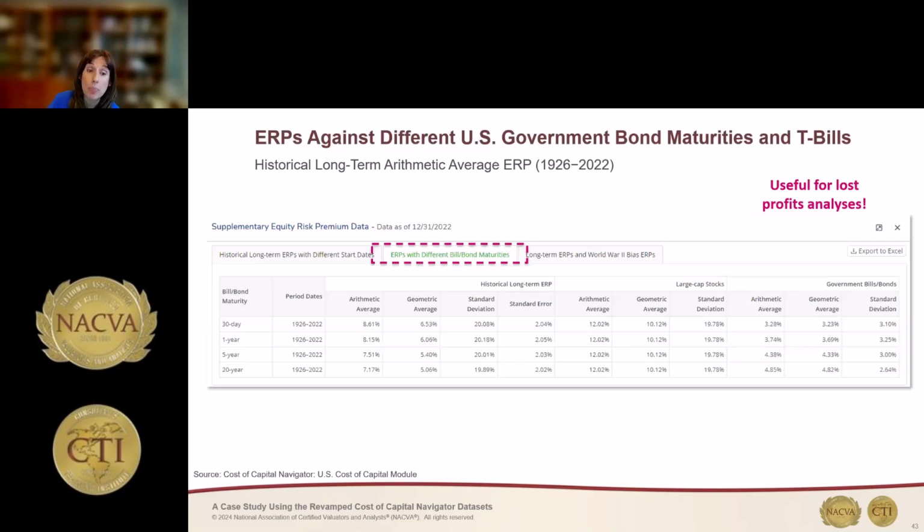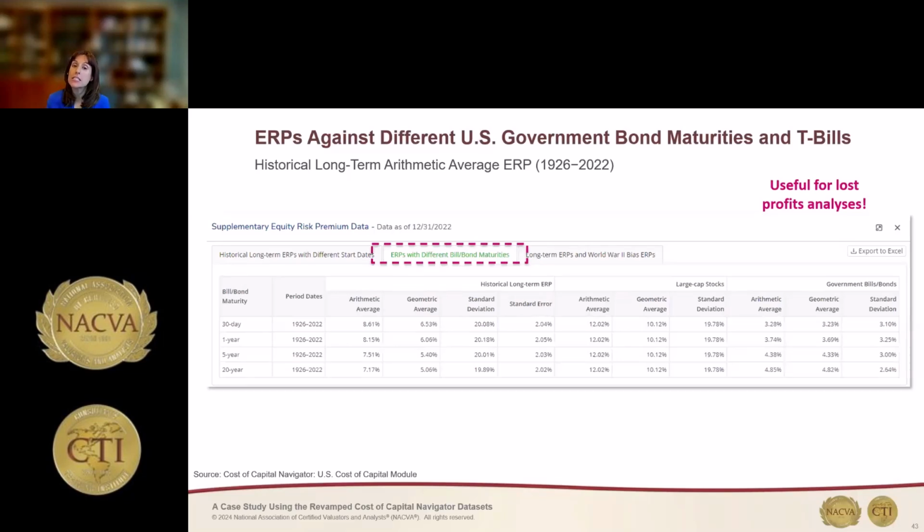So as an example, the arithmetic average, and that's first, I know it's small, but if you have your deck downloaded, you'll be able to see it. If you use a 20-year maturity bond, it's 7.17%. That's what we just talked about. But if you use a 30-day bill, it's 8.61. If you use a 5-year bond, it's 7.51.